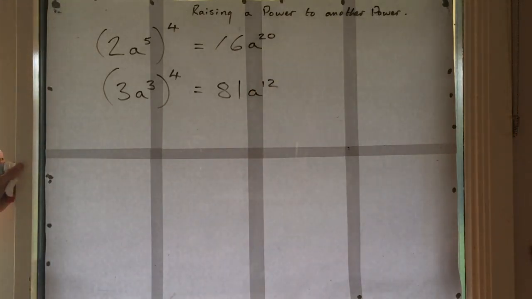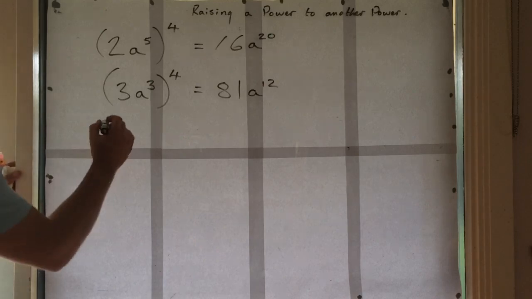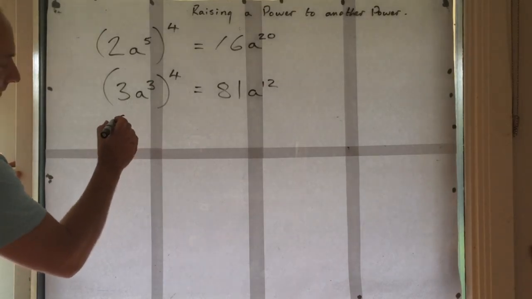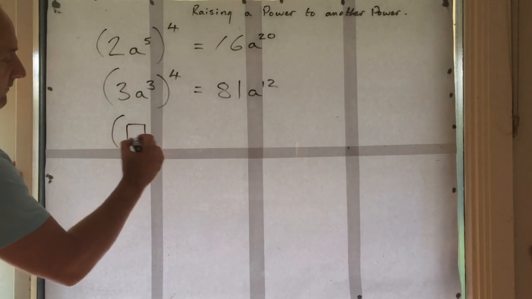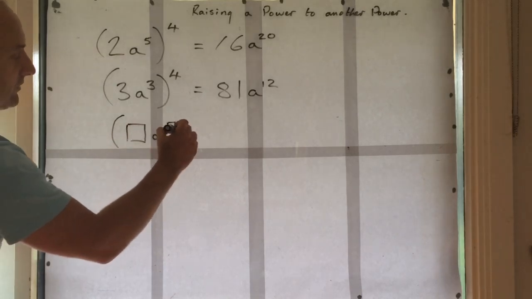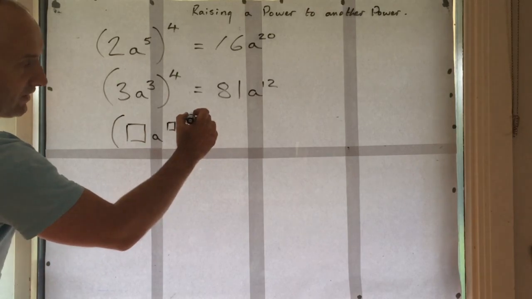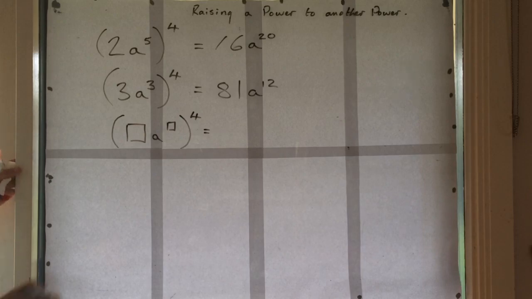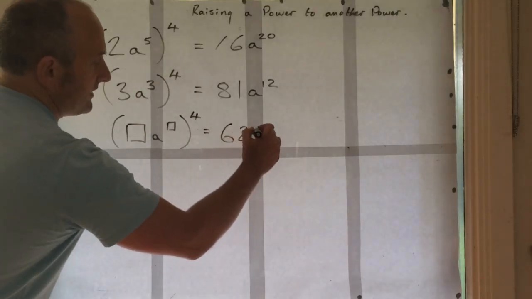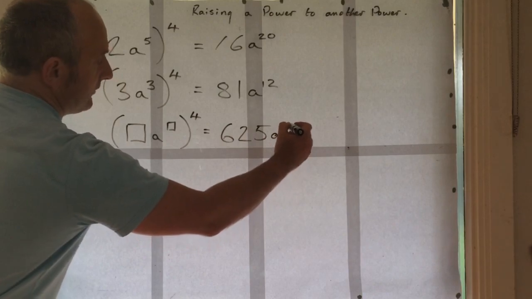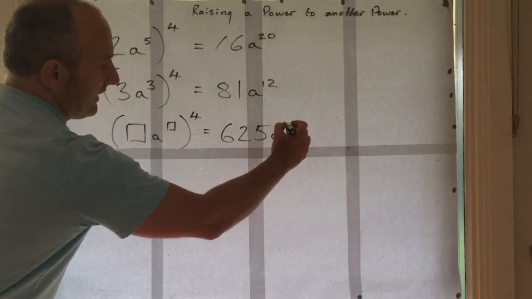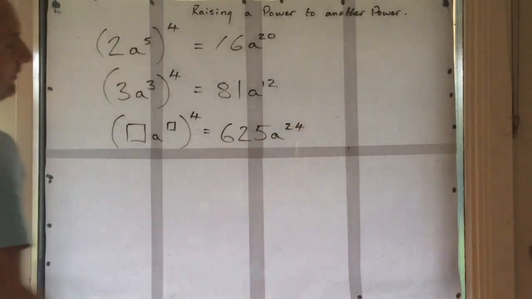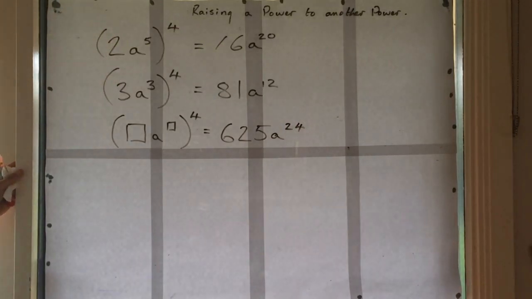Okay, then we can start to get some problem solving questions such as this. Square a to the square to the 4 equals 625 a to the 24. Now, don't be scared of these, because some of you won't be doing these questions. These are very hard questions.